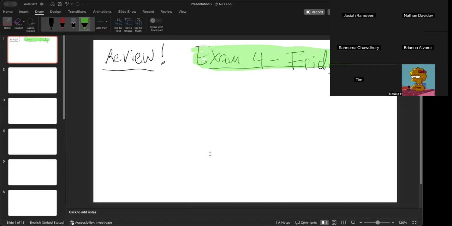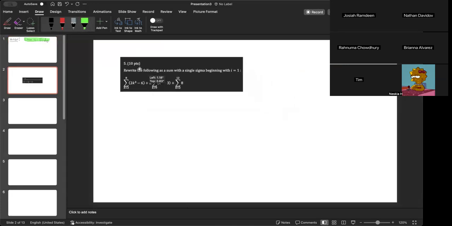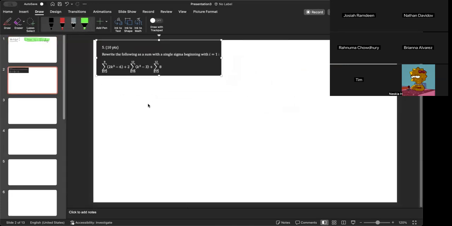Yeah, number 5. Rewrite the following as a sum with a single sigma beginning at i equals 1. Okay, so this is actually a pretty involved question. Let's begin.